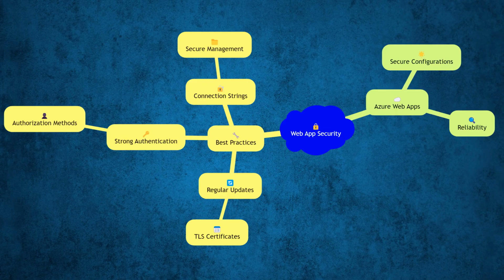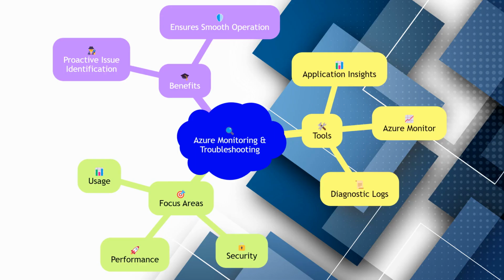Ensuring the security of your web app involves following best practices for configuring TLS, API settings, and connection strings. This includes regularly updating your TLS certificates, using strong authentication and authorization methods, and securely managing connection strings. This section will summarize the best practices for secure configurations in Azure Web Apps, helping you maintain a secure and reliable application. Monitoring and troubleshooting are essential for maintaining the health and performance of your web app.